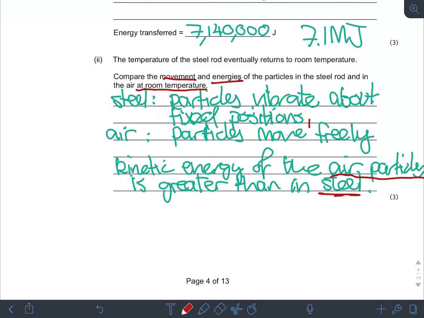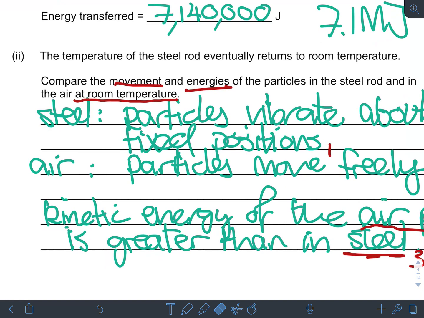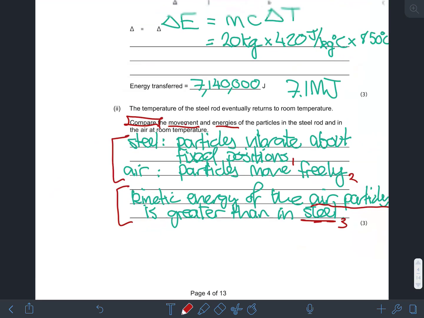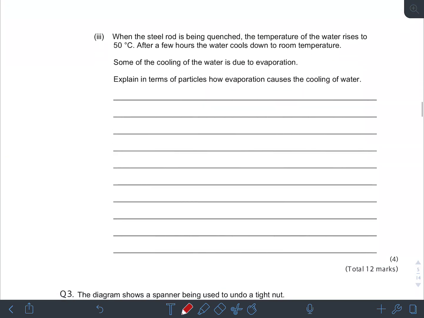The air particles move about freely, and the final thing is to say that the kinetic energy of the air is greater than in steel. Those of you that missed those marks, it was mainly because you'd not quite read the question. Look what the question says: compare the movement and energies. So here is the movement, here is the energy. You had to do both of those things to get those points. Okay, let's move on.